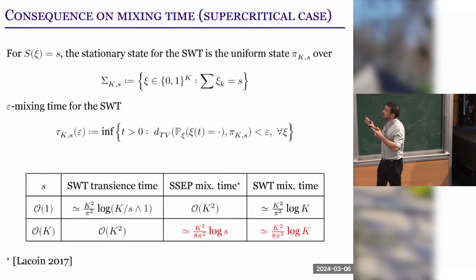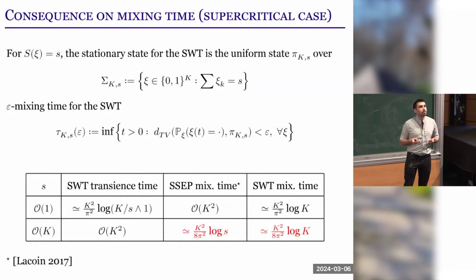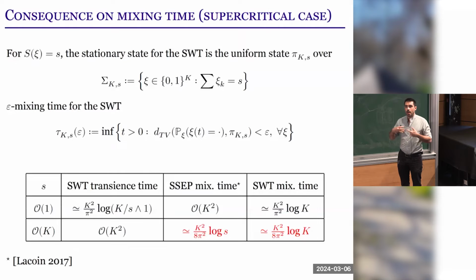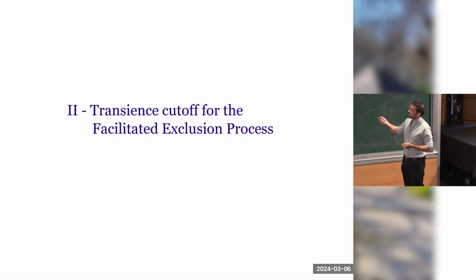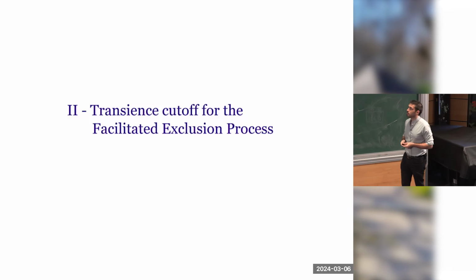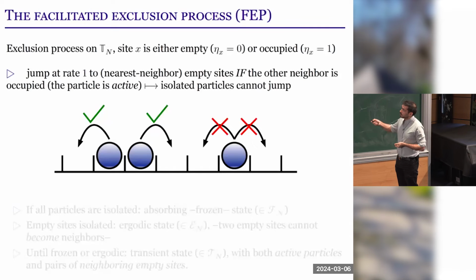Okay, so this is what I wanted to tell you so far about the SSEP with traps, and now I want to talk a little bit about how we got to this model and why we found it interesting. The reason is another process called the facilitated exclusion process, which bears some similarities with the facilitated processes that Christina talked about earlier. It is still a one-dimensional process on the ring, but the ring, for reasons that will be clear later on, is going to be of size n rather than k.